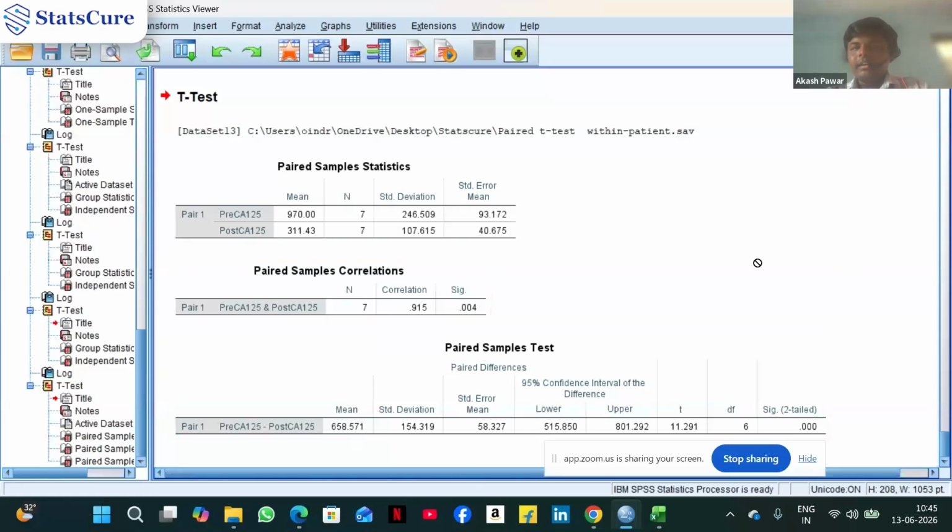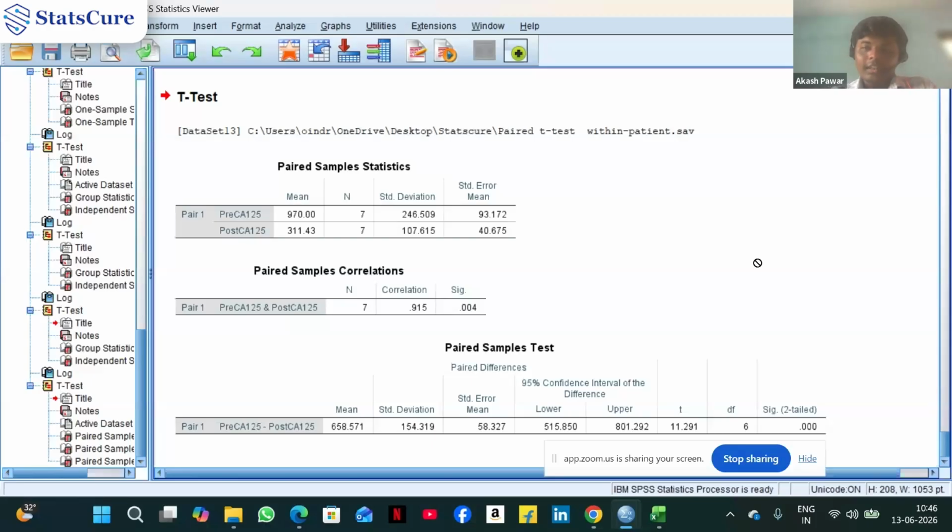Since it's paired data, there is some correlation between them, because it is of the same patient. Each patient brings some kind of correlation, so that's why a correlation is calculated here as well. In most of our exploratory analysis, where you are trying to look for whether there is any difference between pre and post, the correlation may not matter much.